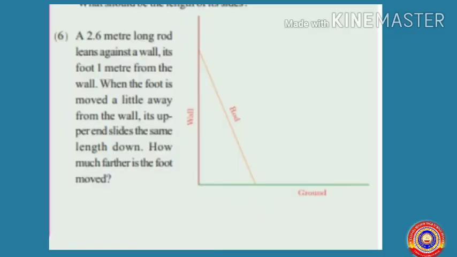Next, question number 6. A 2.6 meter long rod leans against a wall. Its foot is 1 meter from the wall. When the foot is moved a little away from the wall, its upper end slides the same length down. How much farther is the foot moved?